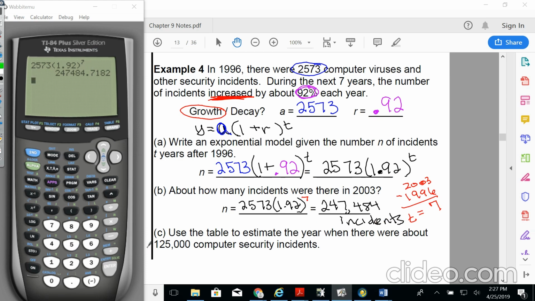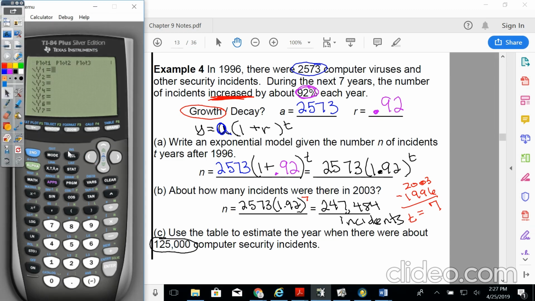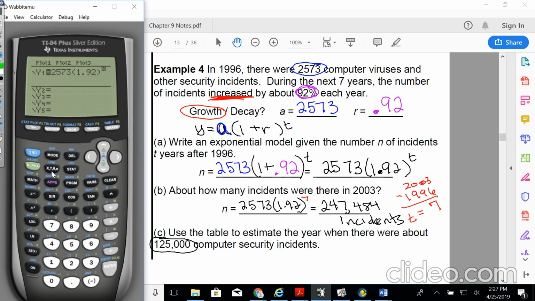All right, last one. Use the table to estimate the year when there were about 125,000 security incidences. So we take this number, and this is what we want y to be. So we're going to look at the y equals again. So in y equals, we plug in our equation, this one with the x in there, not the one with the 7. So 2573 times 1.92 to the x power.